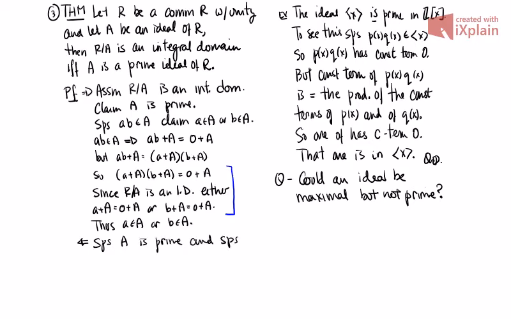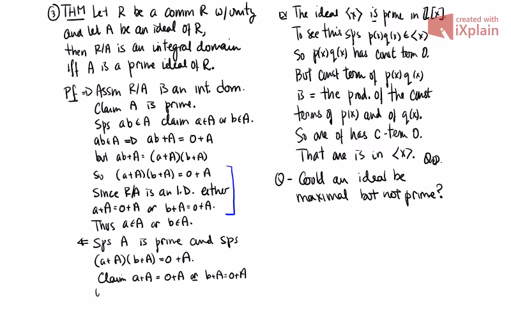And we're going to suppose that (a + A)(b + A) = 0 + A. And we need to claim that one of them, a + A = 0 + A, or b + A = 0 + A. Or possibly both, of course. That's how we would show that R mod A is an integral domain.